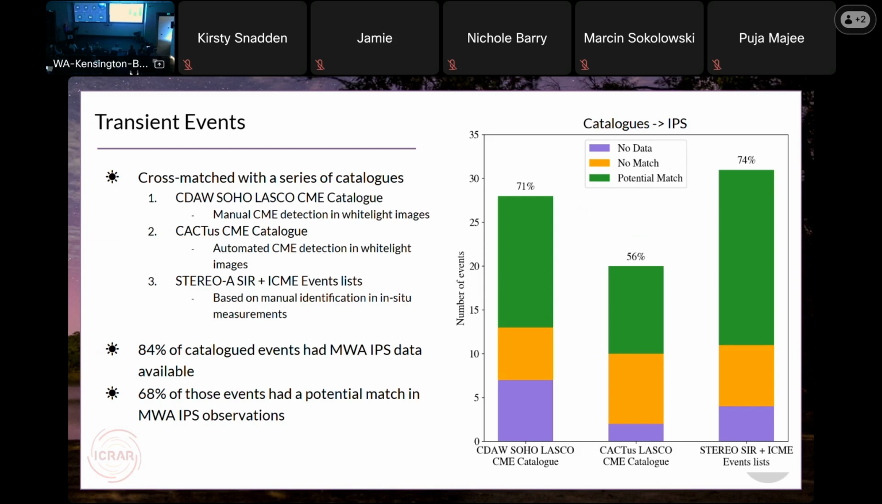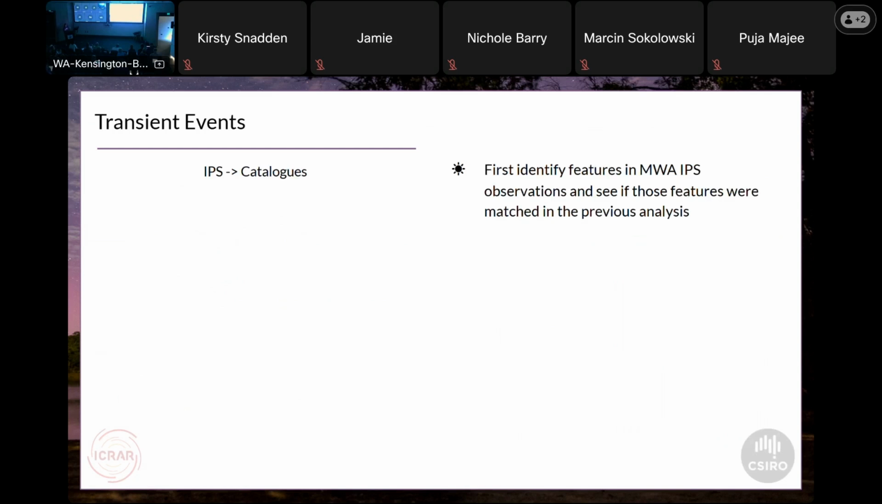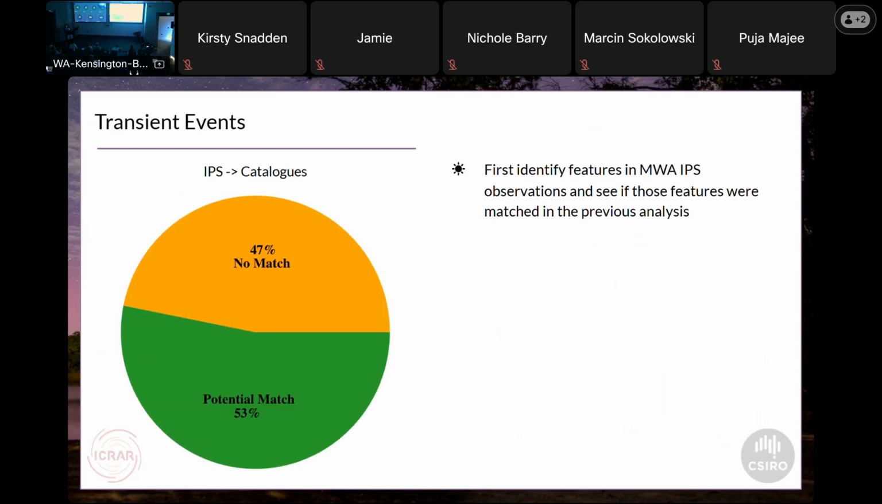So then this poses the question of, let's compare the IPS to the catalogs. So this was first identifying features in our observations ourselves, and then seeing if those features matched with an event from the catalogs, pretty much. And yeah, we see that they do. 53% of the time, something that we see in our IPS observations, they see in the catalog. We can match with the catalog. It's pretty good. It's more than half, but that is still quite a large percentage that doesn't have a match.